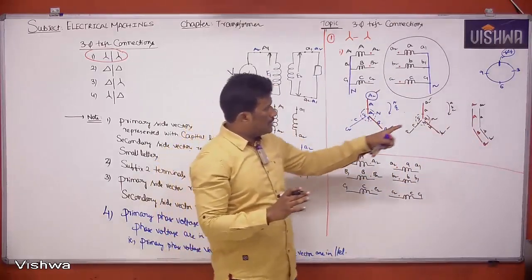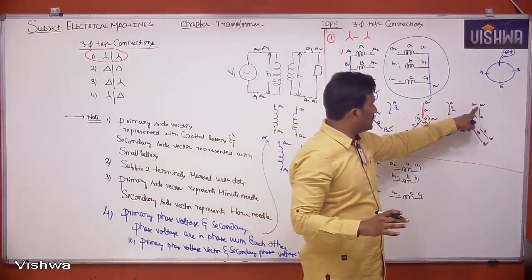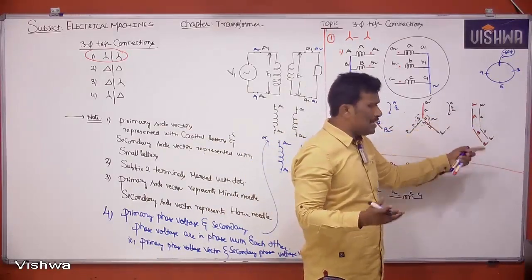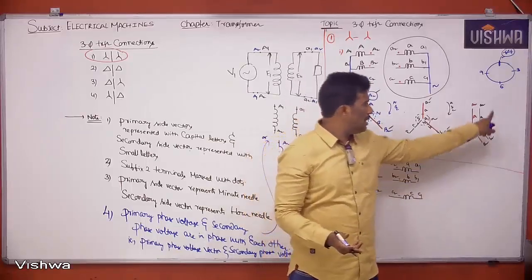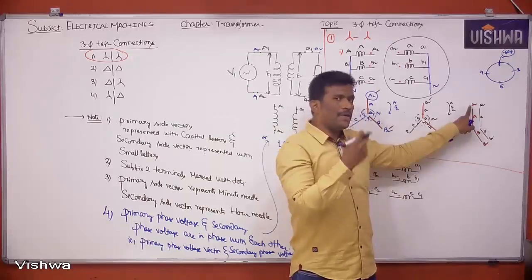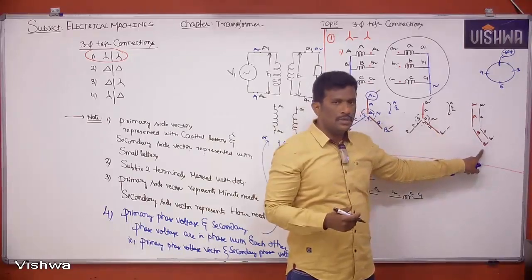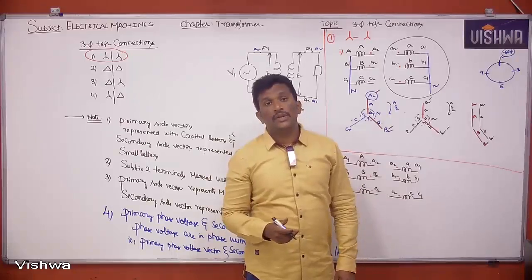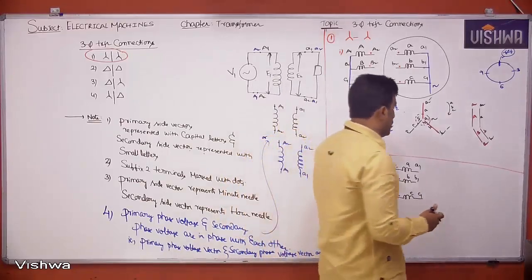Observe clearly, guys: the secondary line voltage A2, B2 and the primary line voltage A2, B2 are in phase. Clearly it is visible because A2 is upwards, B2 downwards. Here also capital A2 upwards, capital B2 downwards. That means those two are in phase with each other. So I can write here.